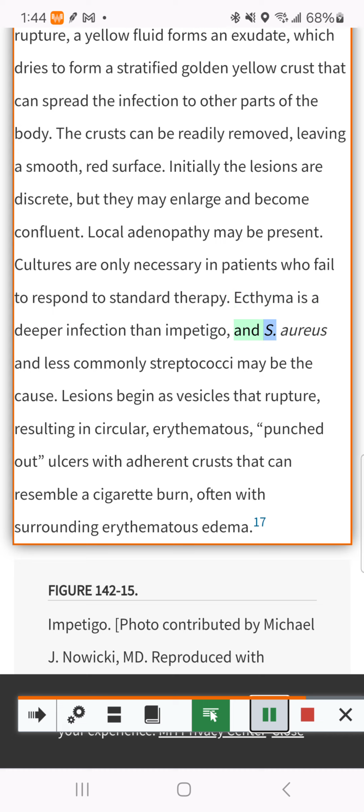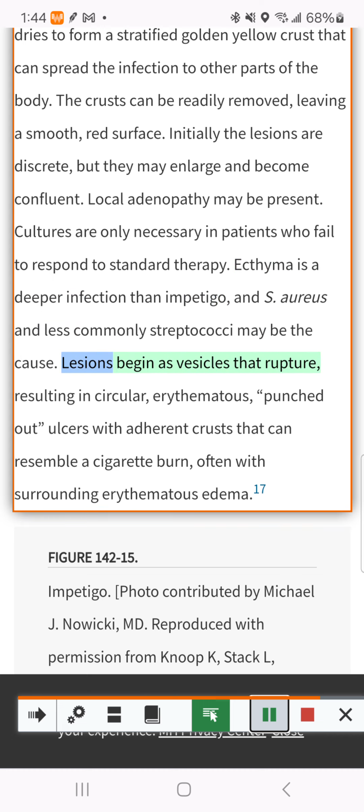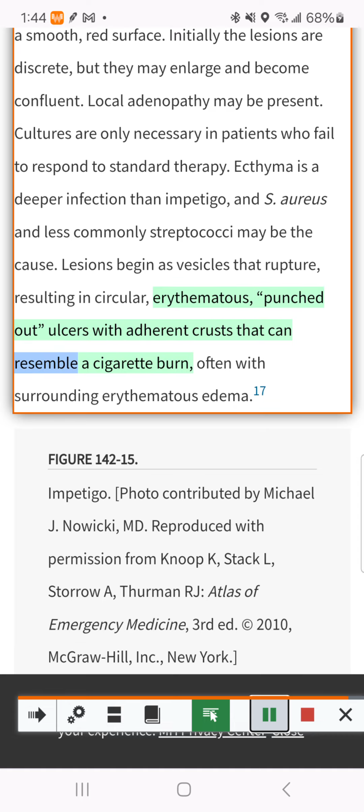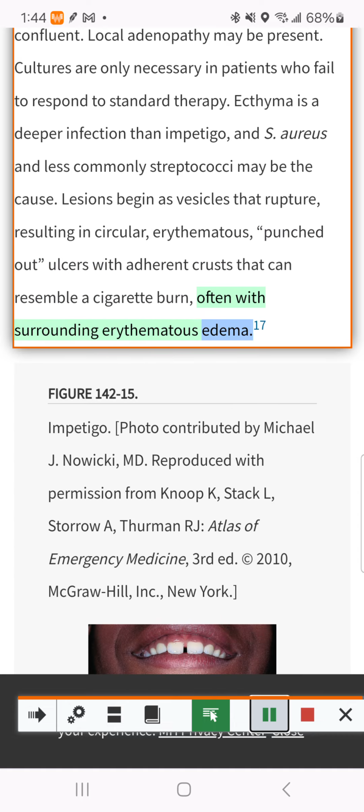Ecthyma is a deeper infection than impetigo, and Staphylococcus and less commonly streptococci may be the cause. Lesions begin as vesicles that rupture, resulting in circular, erythematous, punched-out ulcers with adherent crusts that can resemble a cigarette burn, often with surrounding erythematous edema.